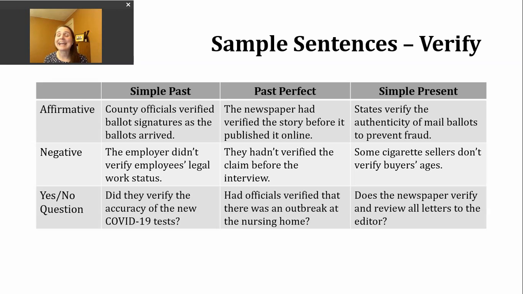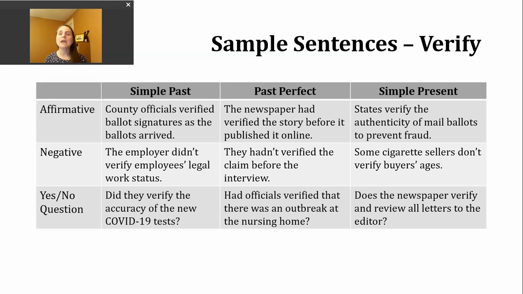If I want to make a negative sentence in the simple past tense, what I'm going to use is did not and the base verb. And again, this is true no matter what my subject is. You might hear native speakers use didn't and then the base verb. Here's an example. The employer didn't verify employees' legal work status.